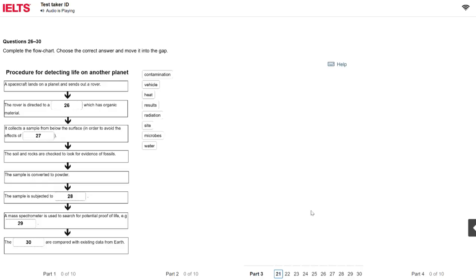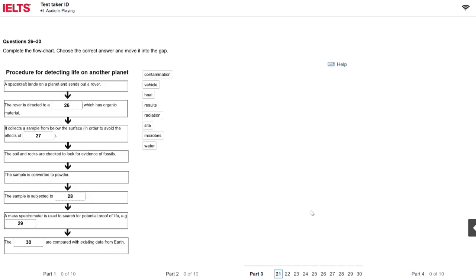The rover needs to find a good range of organic material, so they direct it to a site that's likely to provide this. Then the rover drills down under the surface to collect a sample. Why does the sample have to come from underneath? Why not just scoop up some soil from the top? Is it to stop contamination from the rover? I've heard that can be a problem. No, the rover is clean. It's actually because of the atmosphere.